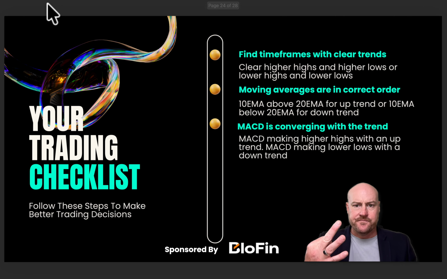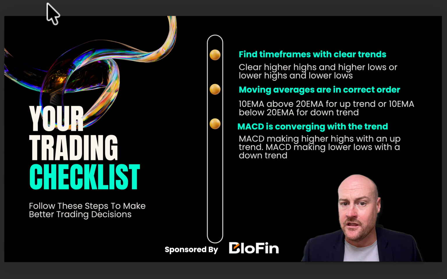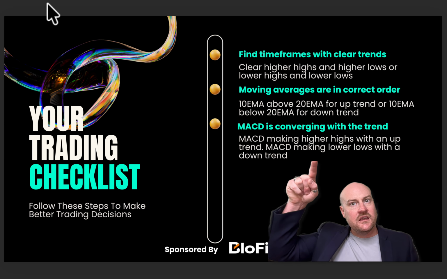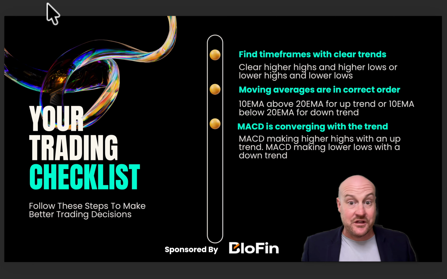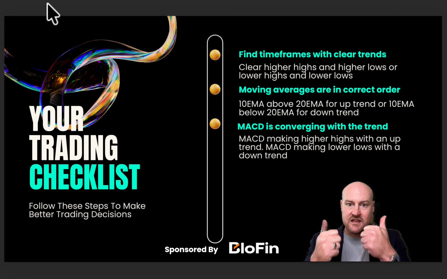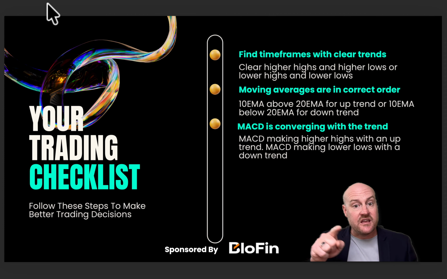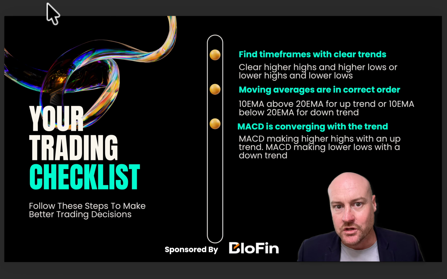Number three, the MACD, the only indicator that we use. The only indicator that I use and have done for a long time is the MACD. And we want to make sure that if we're in an uptrend, as price is making higher highs, the MACD is in agreement. It's also making higher highs. That's what we want. If we're in a downtrend, we want to see that if price is making lower lows, the MACD is also making lower lows.